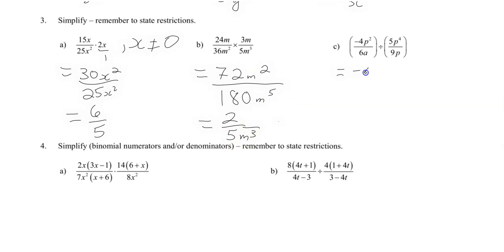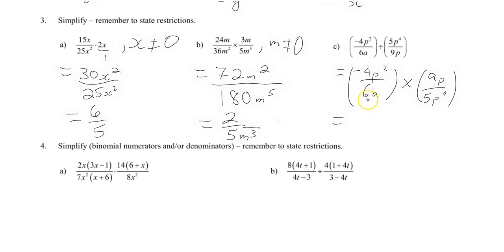This is a divide. Okay, first step, change it to a multiply. Over 6a times 9p over 5p to the 4th. Now, got your restrictions here, right? It's just m cannot equal 0. And here we do restrictions now, so a can't be 0 and p can't be 0. Remember, we have to look here, here, and here. So a cannot be 0 and p cannot be 0.